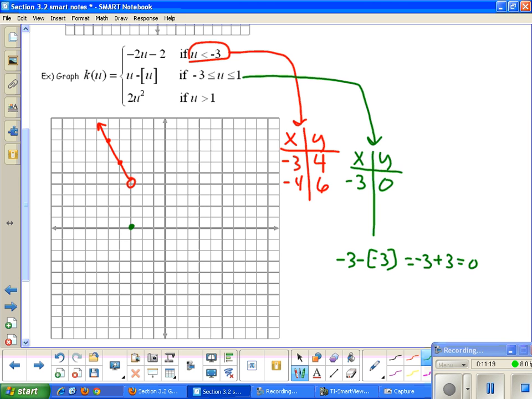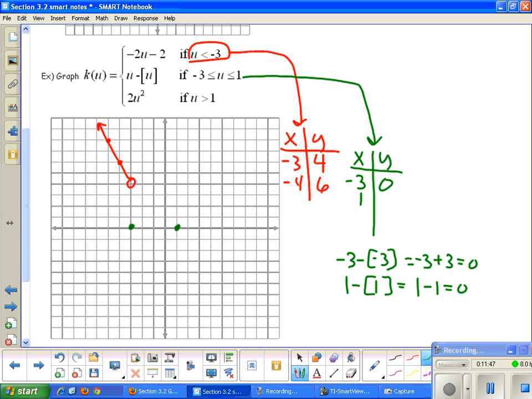So let's do our other part, which is 1. If I plug 1 in, I get 1 minus 1, which is 0. But that doesn't really help me out very much with this graph. I still need to figure out what's happening in between. And since I'm working with the greatest integer function, it would be helpful to start with values in between negative 2 and negative 3.